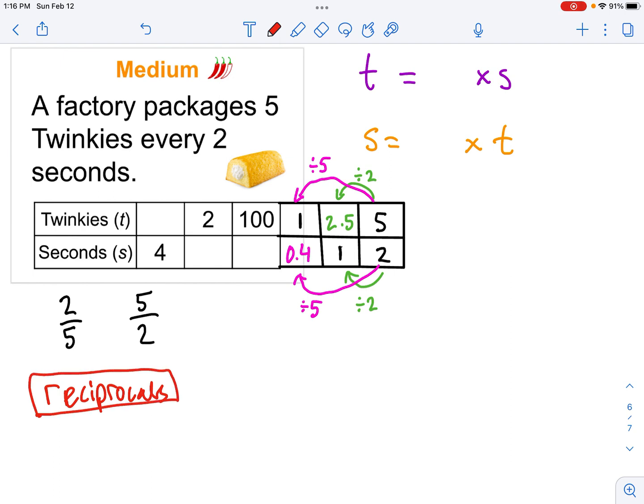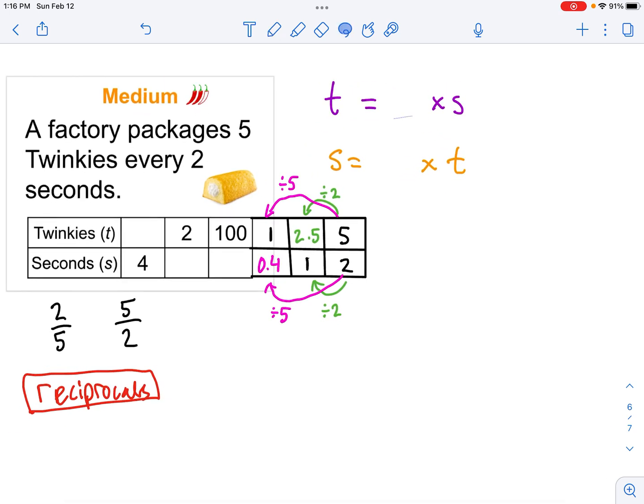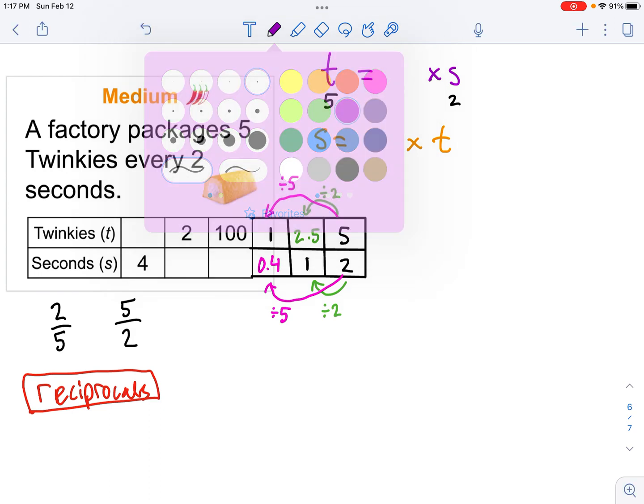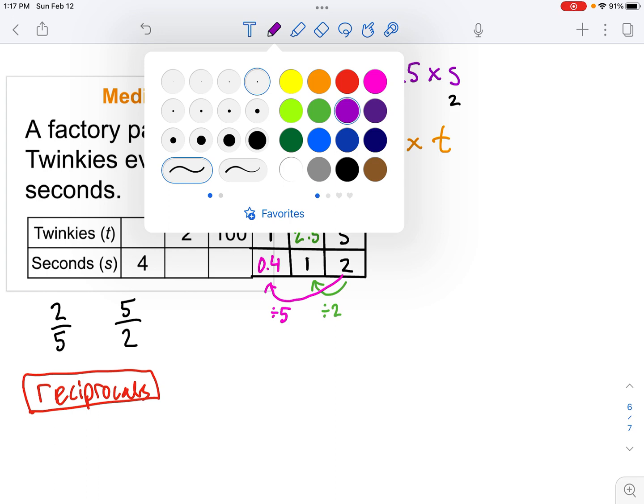So now I need to figure out which one to put where in the equation. And I can do that by trying to plug in some values here. So I know that when T equals 5, S should be 2. So I need to multiply something by 2 to get 5. I know that number has to be bigger than 1 because it's increasing in value. So it's got to be the 2.5, or 5/2. And here, this time it's flip-flopped.